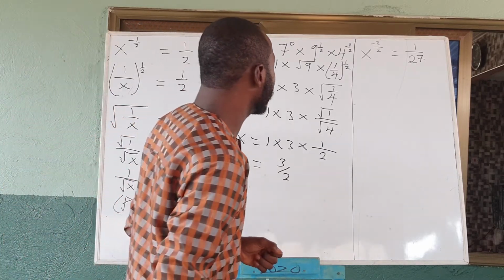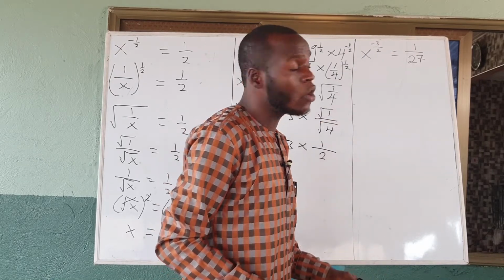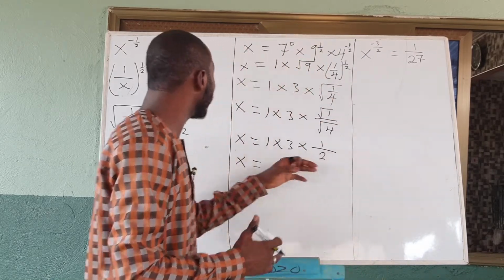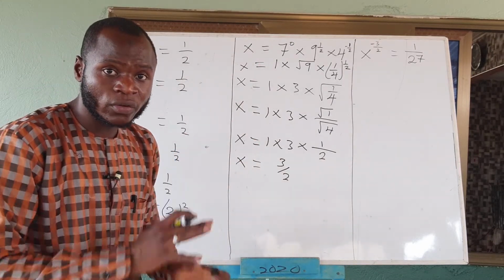Now, the last one is x to the power 3 over 2 equating to 1 over 27. The first thing that you have to do, you realize that all that we've been doing, if you have a negative power, the first thing that we do is to get rid of the negative power.